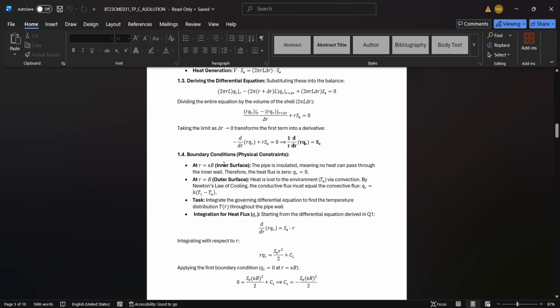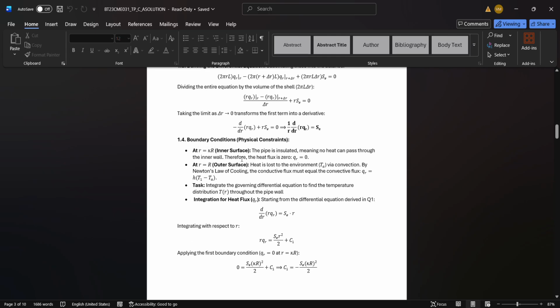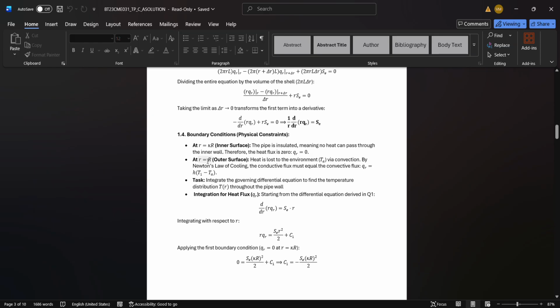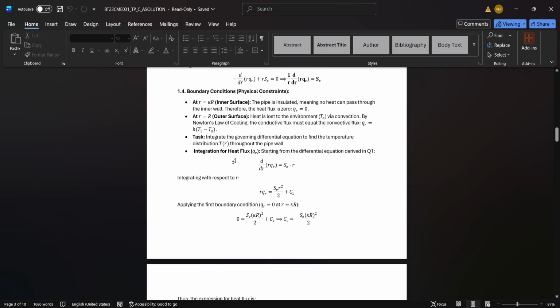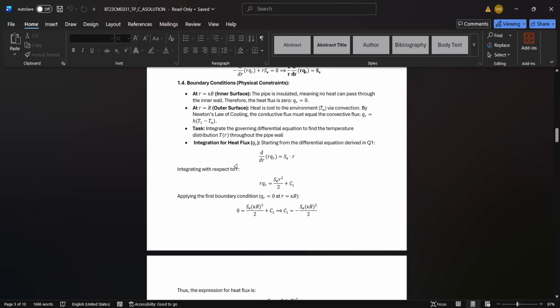Then applying the boundary condition at r equal to kappa R, the inner surface, QR, that is flux, equal to 0, at small r equal to capital R, the outer surface, there must be a flux which is convective flux and given by Newton's law of cooling. Then our task is to find the governing equation for temperature. Then what we'll do is integrate the differential equation in question form.